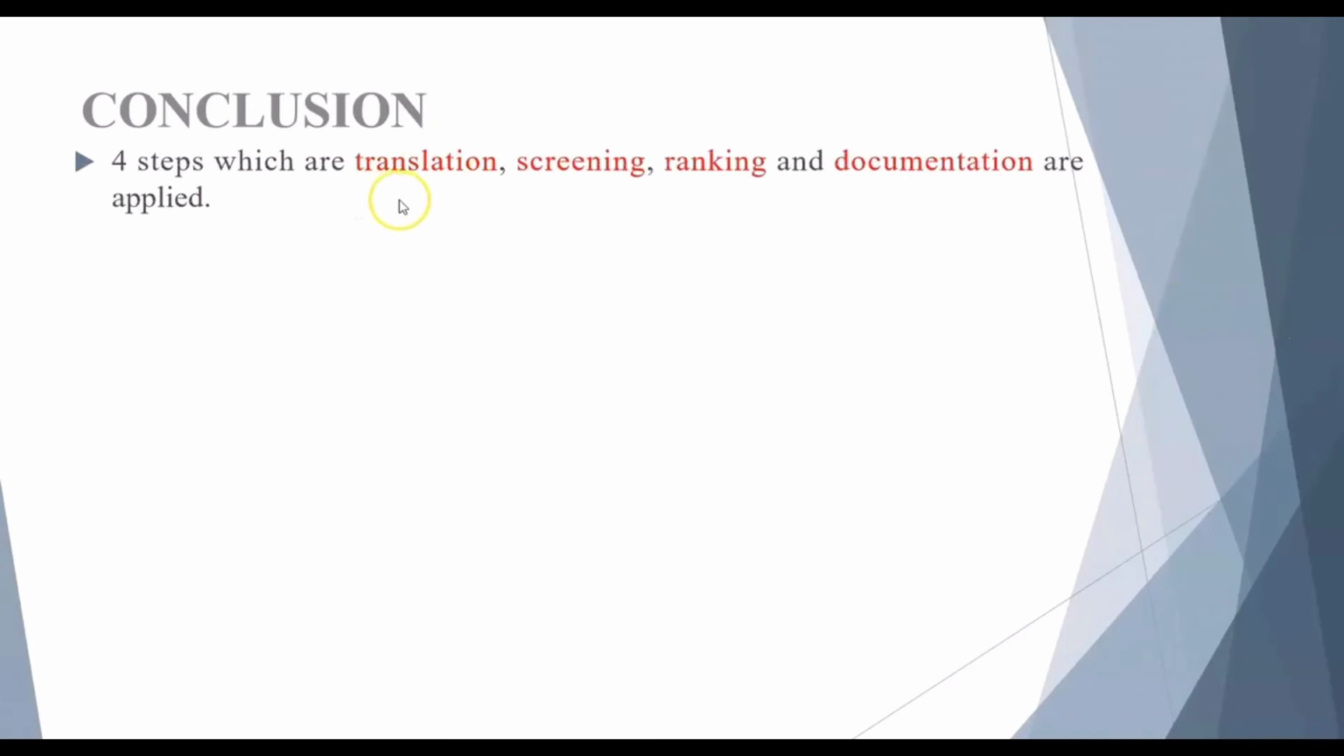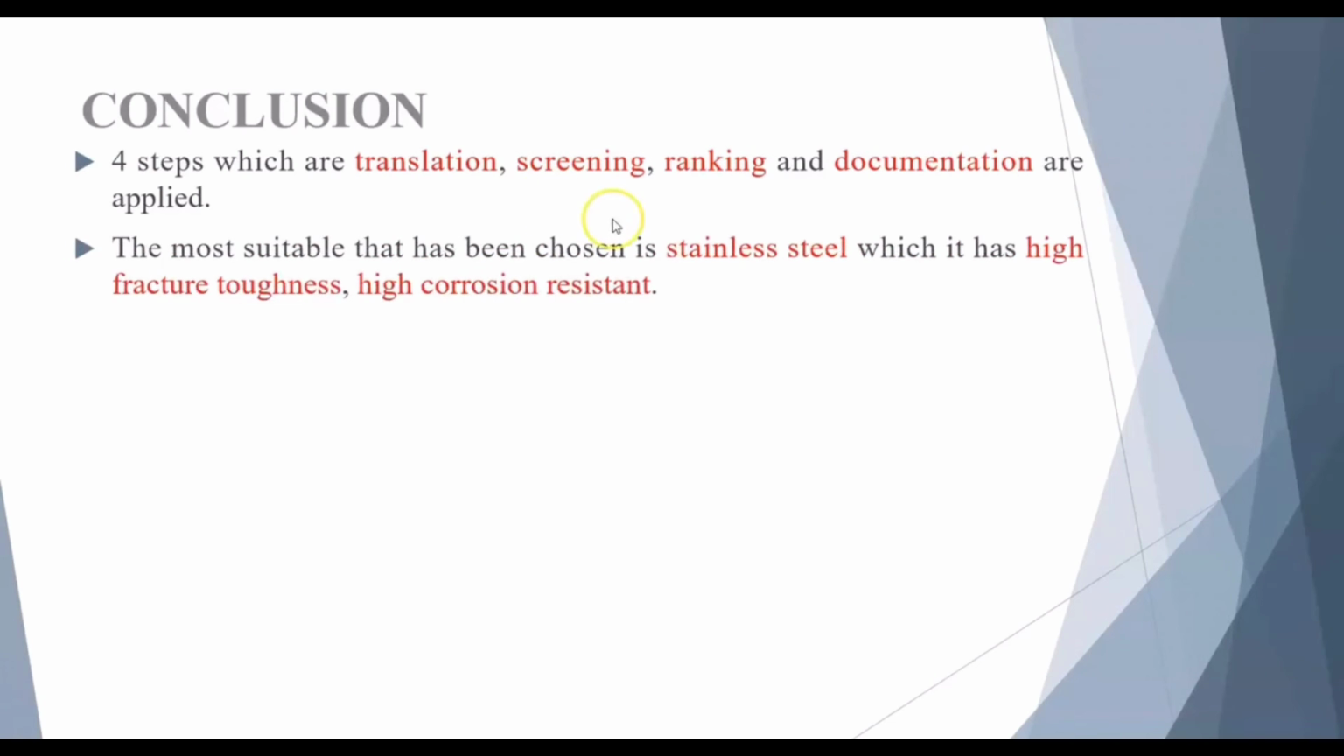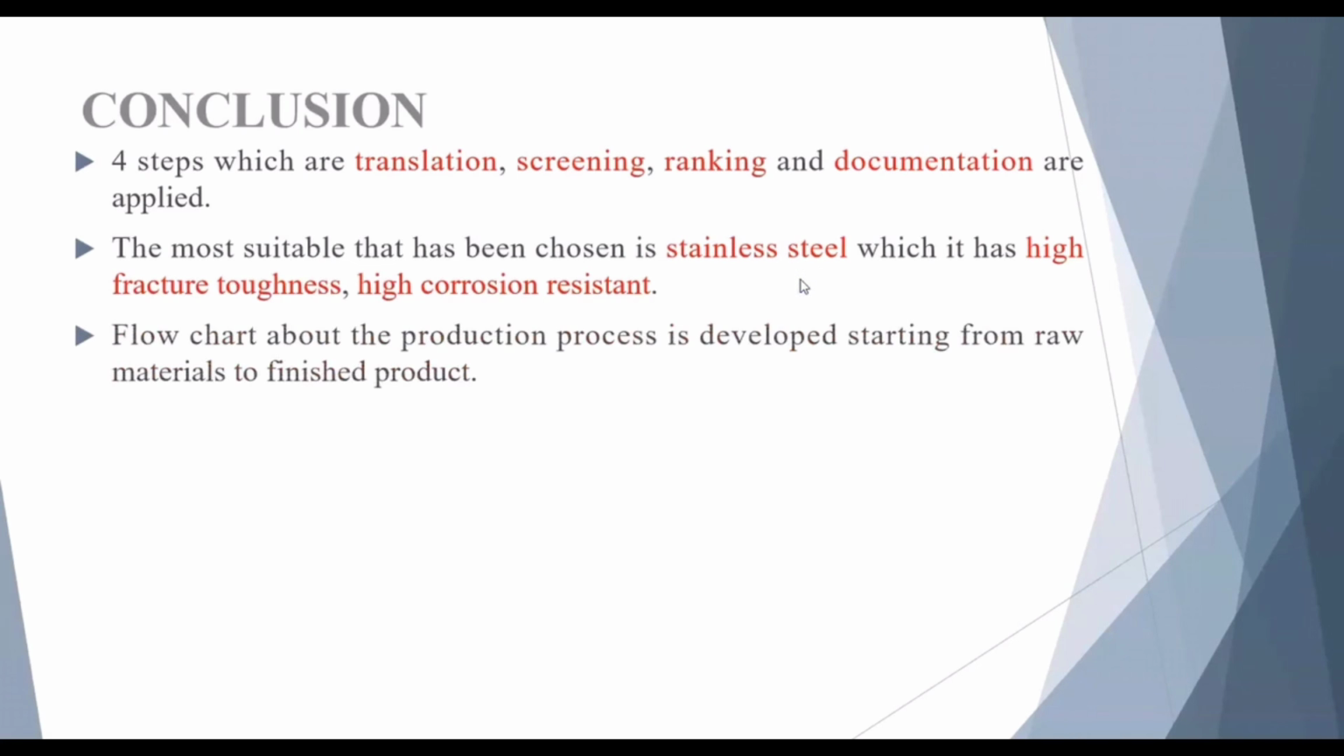Now we come to the conclusion. So throughout the case study, a material selection strategy is used, in which the four steps, translation, screening, ranking, and documentation, are applied. So the most suitable material for hip implants is stainless steel because it has high fracture tolerance and high corrosion resistance. Next, a flowchart about the production process is also developed.